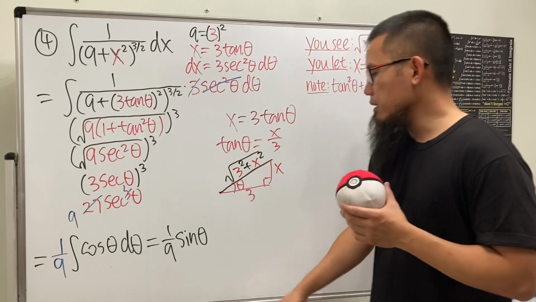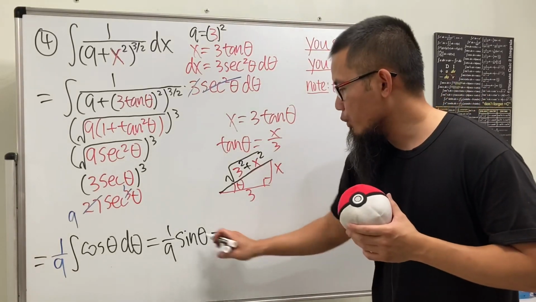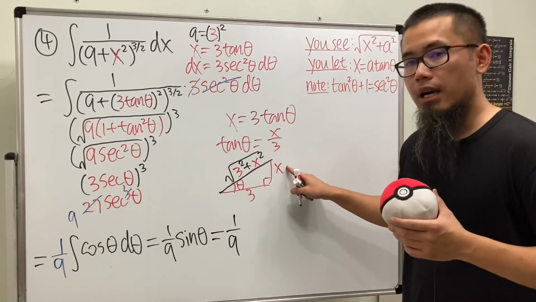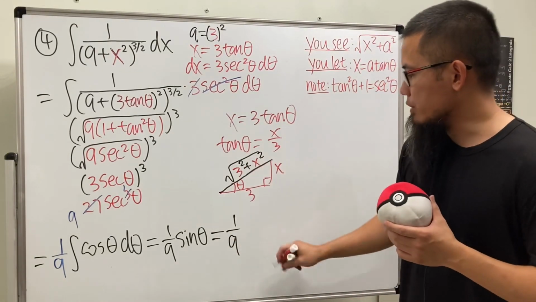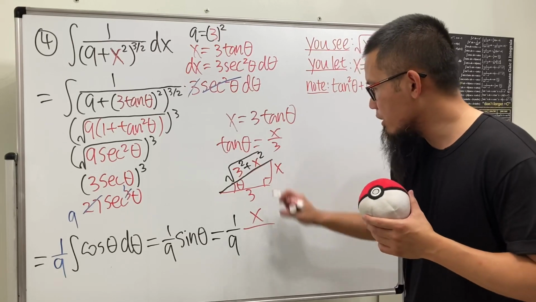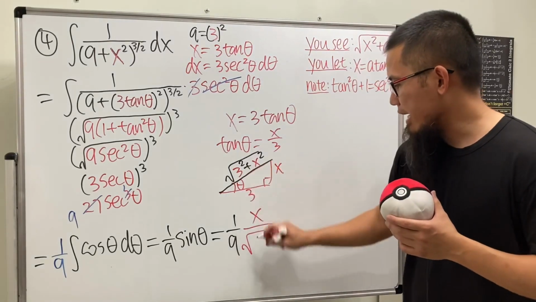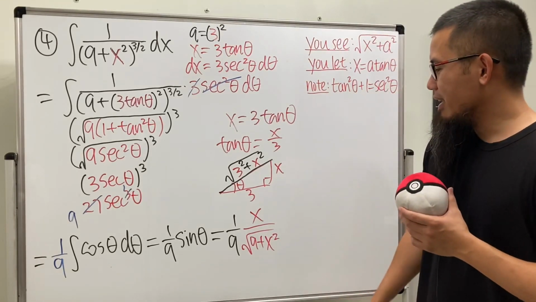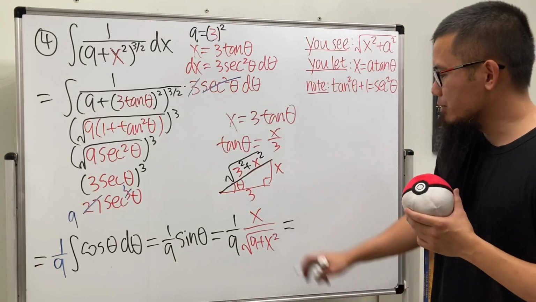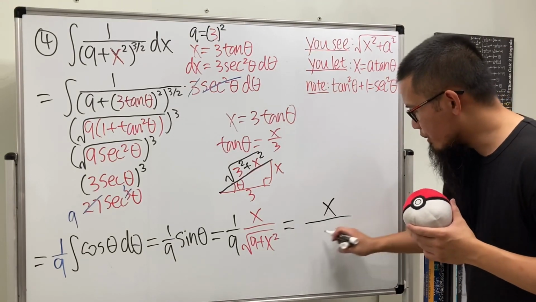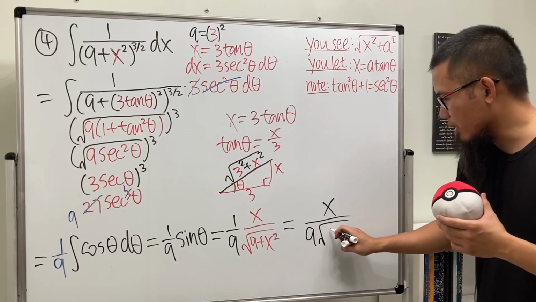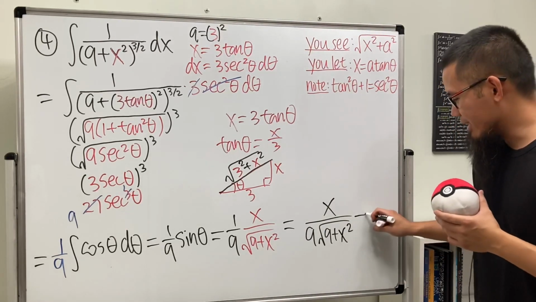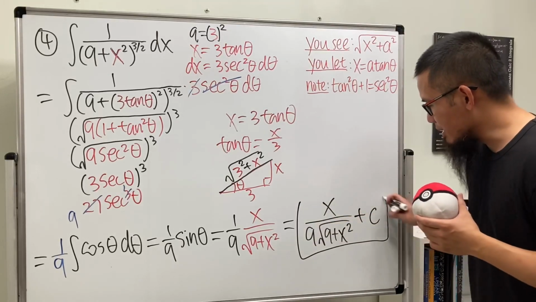So ladies and gentlemen, sine is the following. We still have the 1 over 9 in the front, but for sine, it's just opposite over hypotenuse. So we are looking at x over square root of 9 plus x squared. Yeah, like this. And perhaps at the very end, I'm just going to put x over 9 times the square root of 9 plus x squared all together right here. And then, of course, we're all done. Put down the plus c.